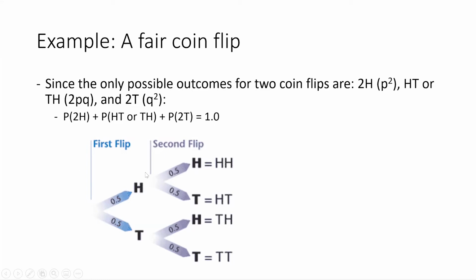And that's shown here as well. Right, so you can get 2 heads, a head and then a tail or a tail and then a head, or 2 tails. So this is the entire sampling space and all possibilities.